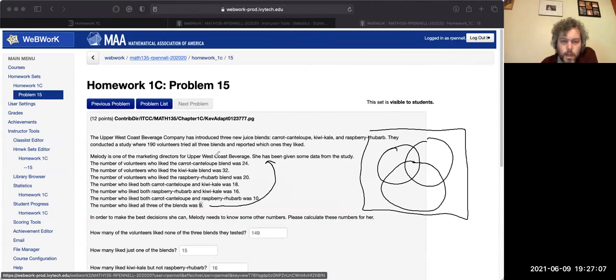So let's see. What do we have? I like to just do one letter, so I'm going to write carrot, kiwi, raspberry. That would be easier for me to do. And then all 9 people liked all of them. So I would start there. I would start with this 9. And I think that is the easiest place to start. So if you start with that, then you can work your way out. So carrot and raspberry is here. You already have 9. It adds up to 10. So there must be 1 there. And just keep going. Okay.